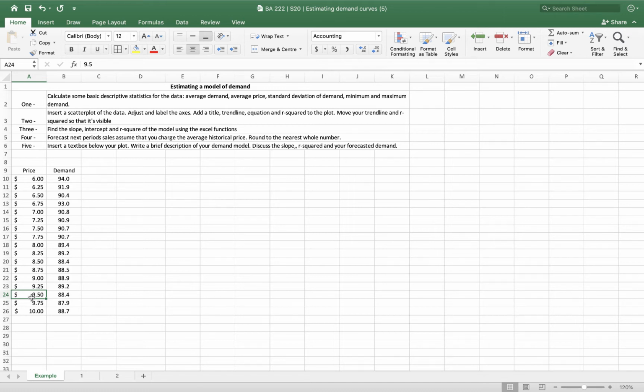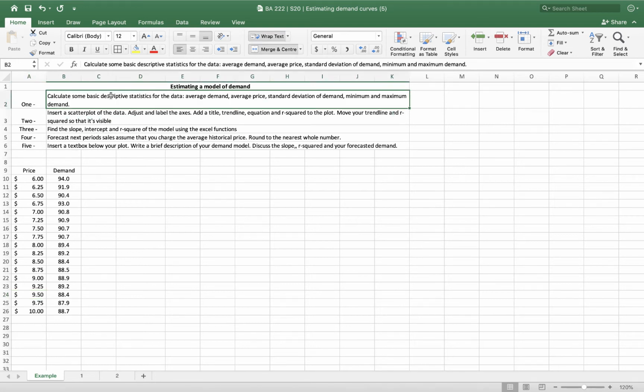And so what we want to do is figure out a linear model so that we can try to predict how many units will sell at different prices. So we're going to do this in 5 steps. First, we're just going to calculate some basic descriptive statistics, like how much we've sold on average, what price we've charged on average, what our standard deviation of demand is, and what the minimum and maximum number of units demanded has been. And then after that, we're going to plot the data, find some slopes and intercepts, and we'll use that to forecast sales for next period.